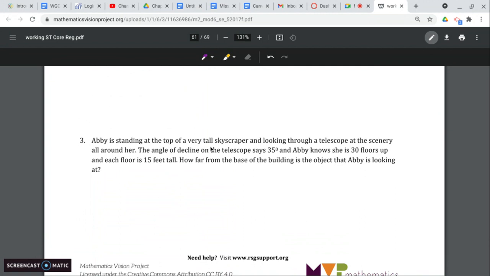Abby is standing at the top of a very tall skyscraper and looking through a telescope at the scenery all around her. The angle of decline on the telescope says 35 degrees, and Abby knows she is 30 floors up, and each floor is 15 feet tall. How far from the base of the building is the object that Abby is looking at? So we know we need to figure out how high up she is, first of all. So we know she's 30 floors, and each floor is 15 feet. So 30 times 15 is 450 feet. So we've got this height of 450 feet.